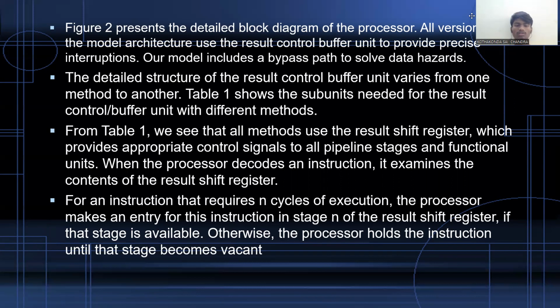When the processor decodes an instruction, it examines the contents of the result shift register. For an instruction that requires n cycles for execution, the processor makes an entry for this instruction in stage n of the result shift register, if the stage is available. Otherwise the processor holds the instruction until the stage becomes vacant.